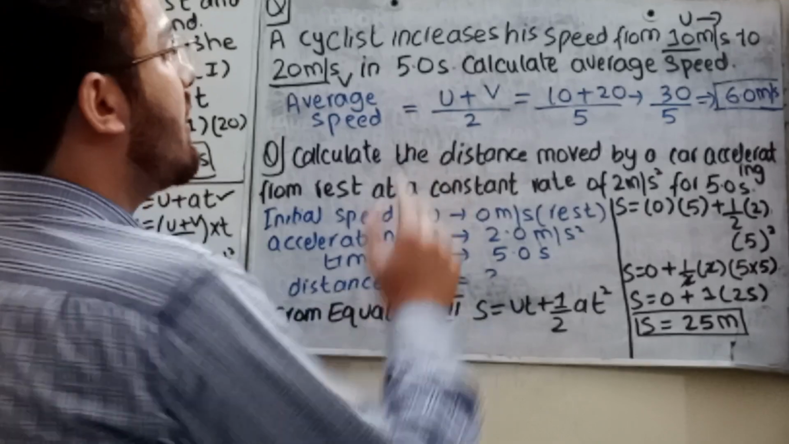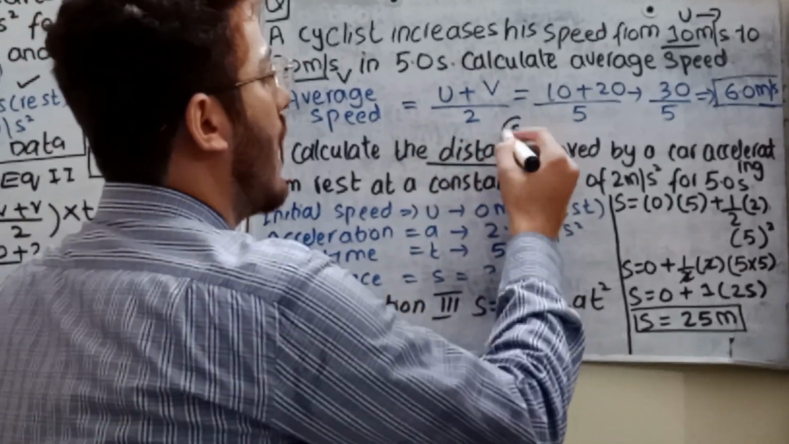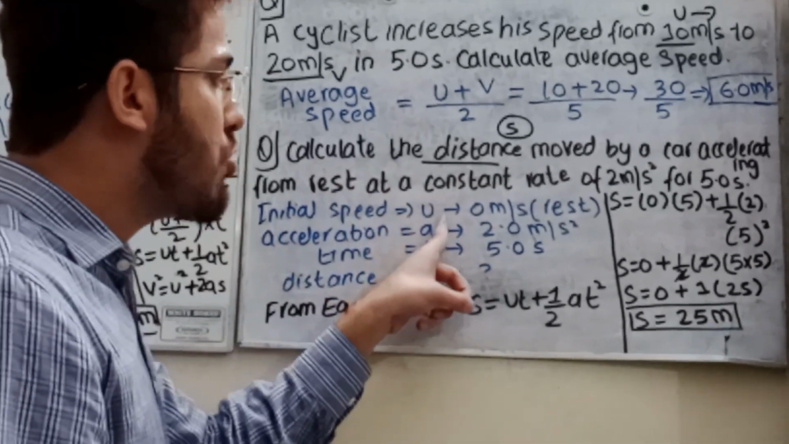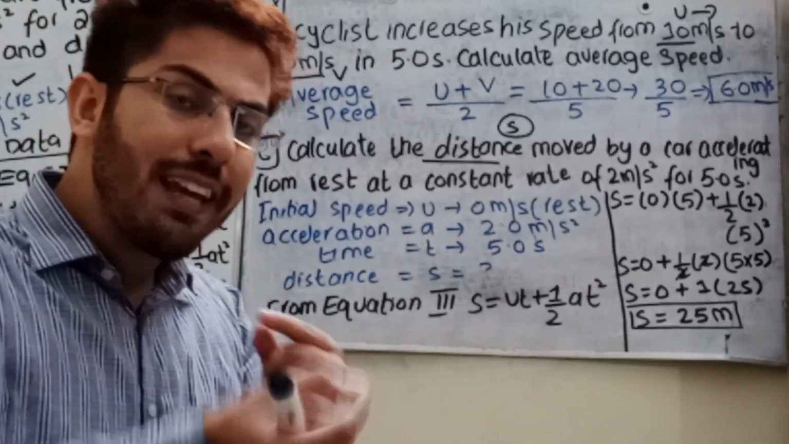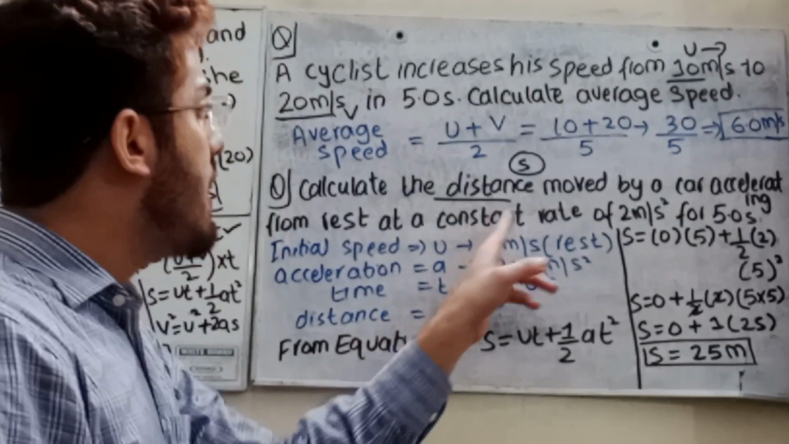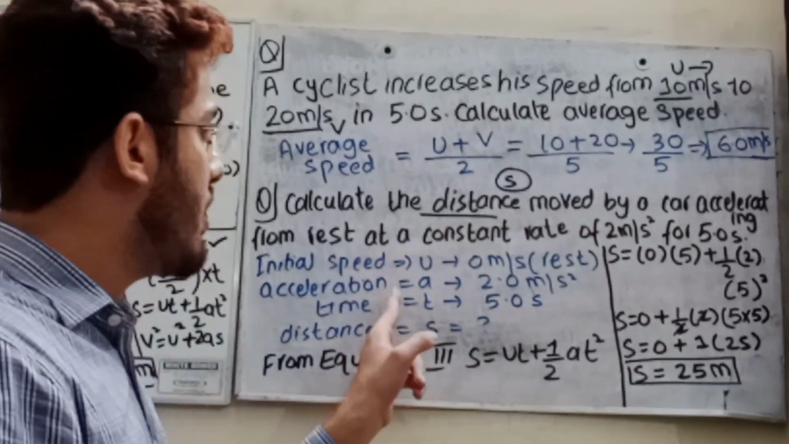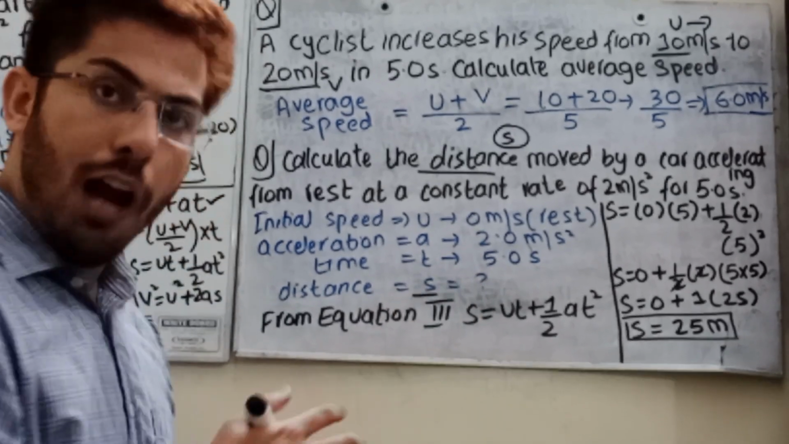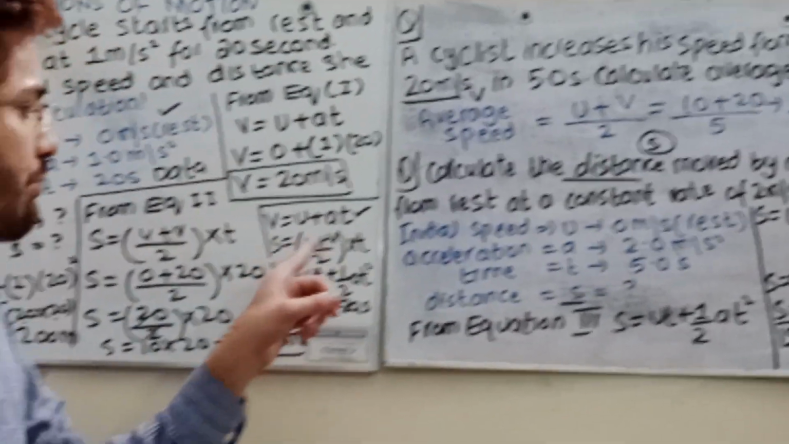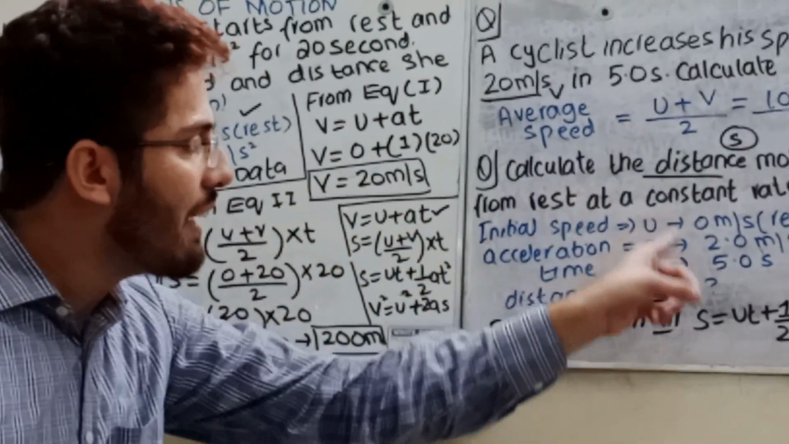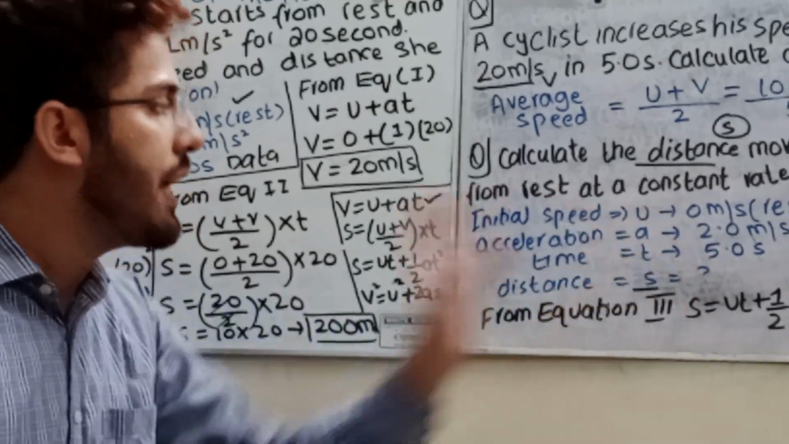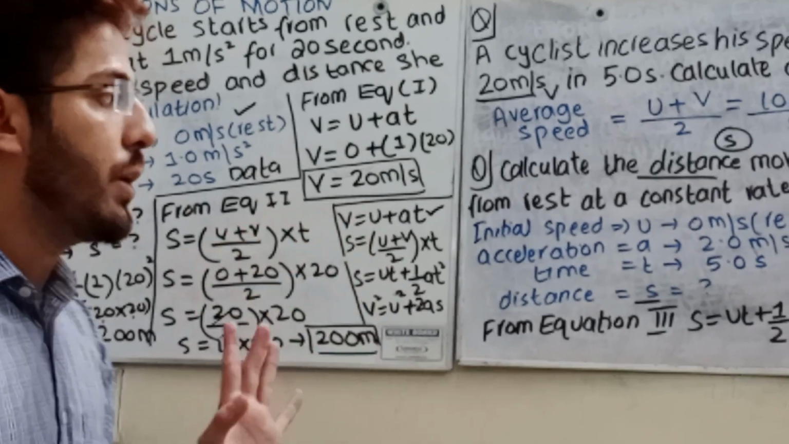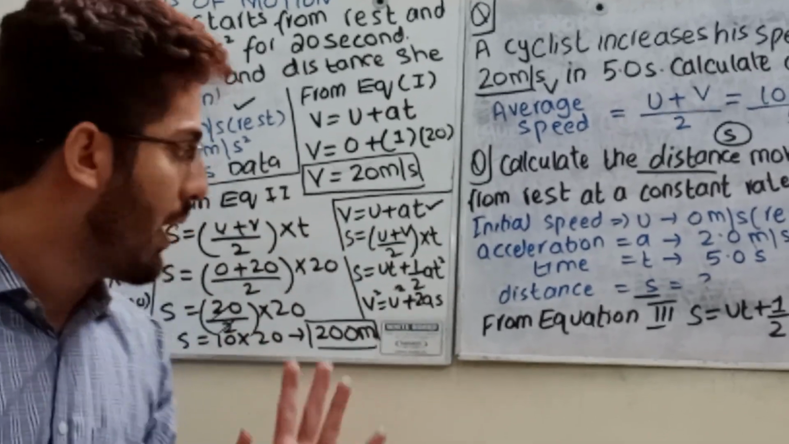Now calculate the distance moved by a car, which accelerates from rest, meaning initial speed is 0, at a constant rate, with acceleration and time given. You are making this data in your mind. Now we need to find out the distance, which means we are going to find s. Again you come over here: u, a, t is the condition you have. You don't need to find the final speed, so we are not going to apply this formula.